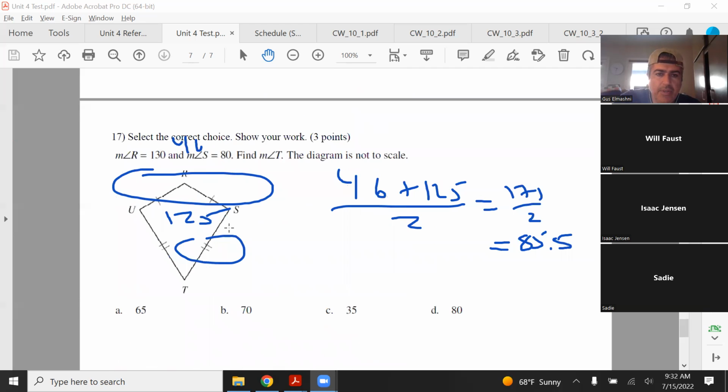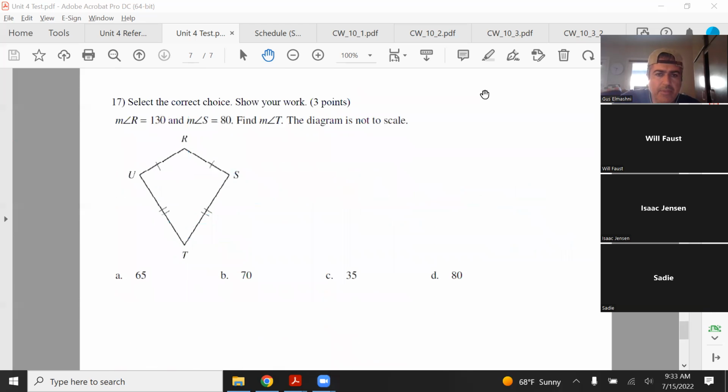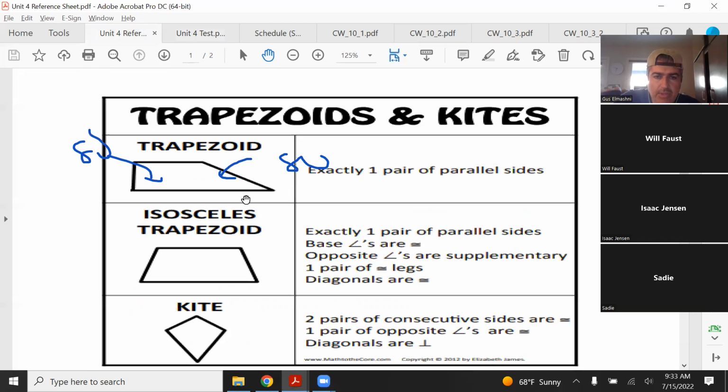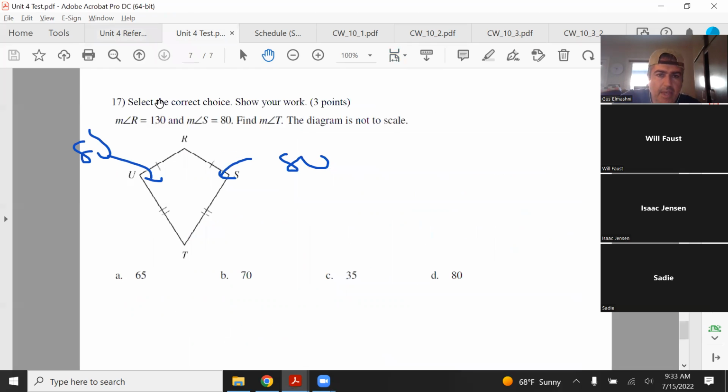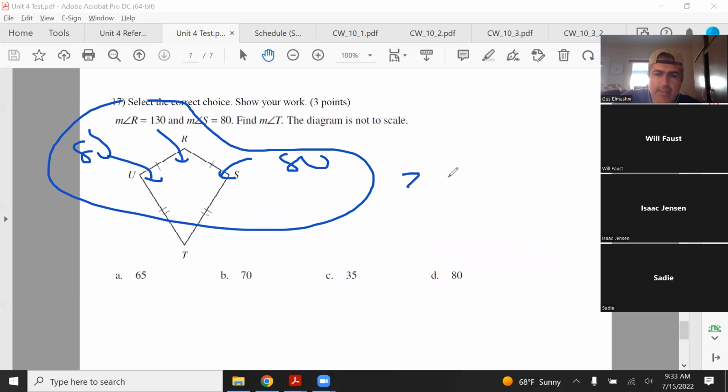Now the home stretch here, these went fine, I felt. Didn't really notice this being an issue. Angle S is 80. So that's also 80. And again, if you go to the reference sheet, the kite says one pair of opposite angles are congruent. So those are the opposite angles that are congruent. Angle R is 130. So if you add it all up, you should get 290. So that's 70. So it's B.